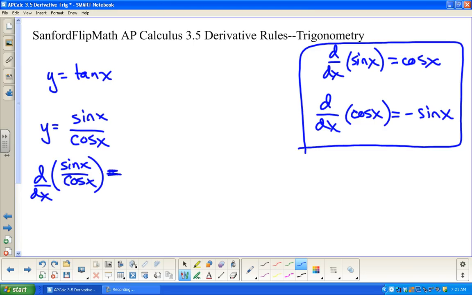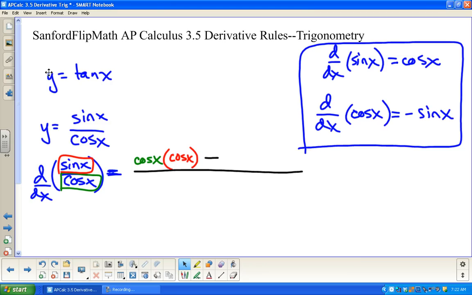So this is a quotient, so we're going to follow the quotient rule. So buckle up, here we go. The denominator times the derivative of the numerator, derivative of sine is cosine, okay, minus the numerator times the derivative of the denominator.